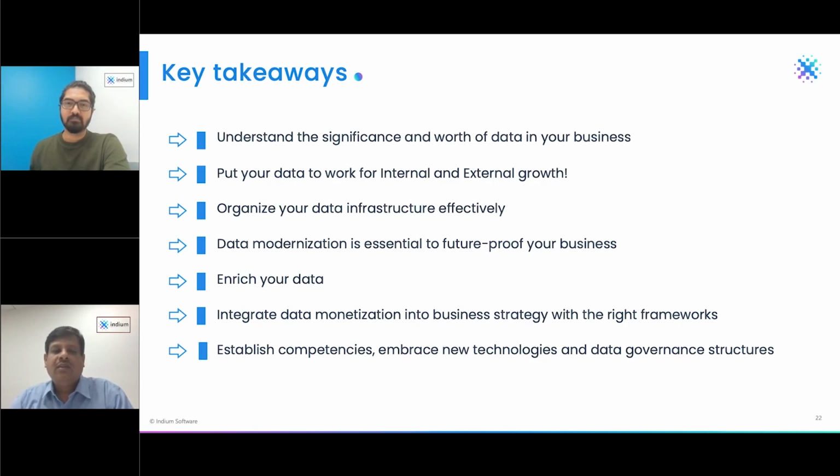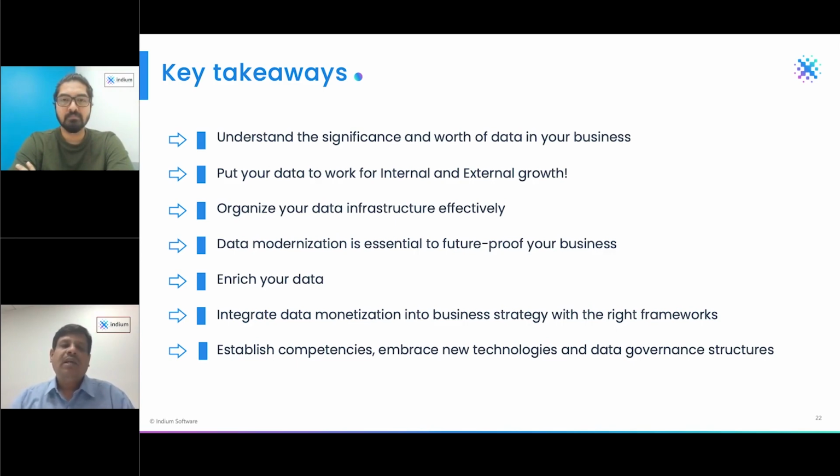To get this, you need to organize your data. You need to get your infrastructure in place. And to get the modern data platform, you may have to go through data modernization. Most often, with the kind of requirement we see from monetization or building a data product, I think data modernization becomes essential.